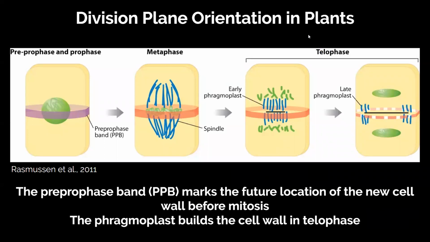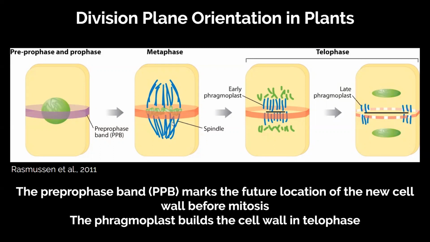I'd like to talk a little bit more about division plane orientation in plants, because they have two additional structures that are specific to land plants. First is the pre-prophase band, also called the PPB, and the second is the phragmoplast. The pre-prophase band forms prior to mitosis, and it's a ring of microtubules and associated proteins that forms at the edge of the cell around the premitotic nucleus.